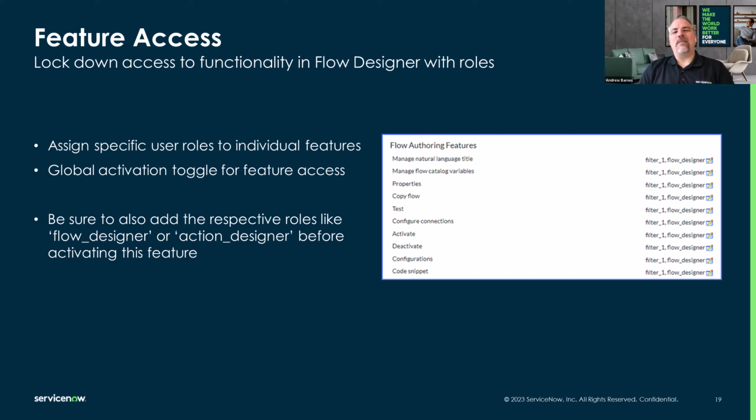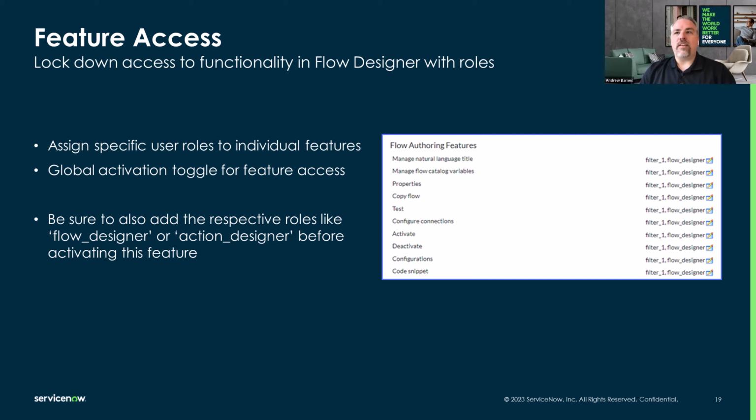So feature access, absolutely. Similarly, where we were talking about the different roles that you can grant for Decision Builder, we have some very granular permissions able to be done in Flow Authoring. So we can assign those roles to these individual features to unlock those capabilities in a very granular way.